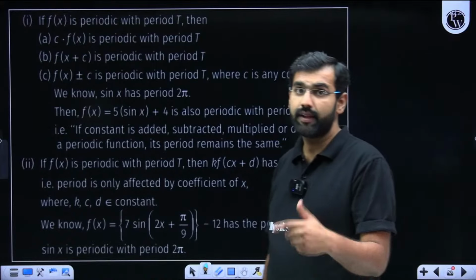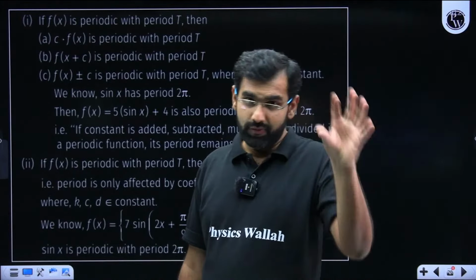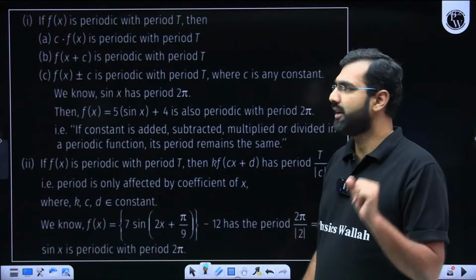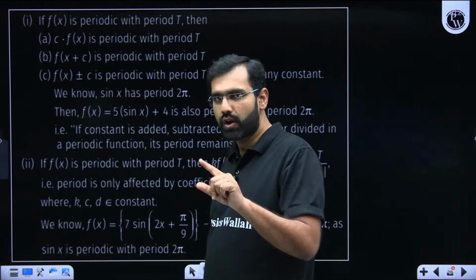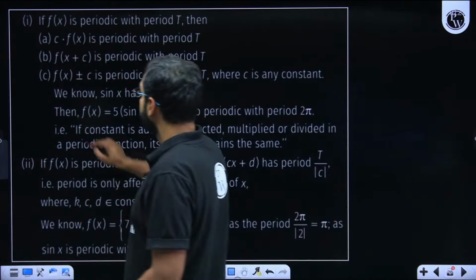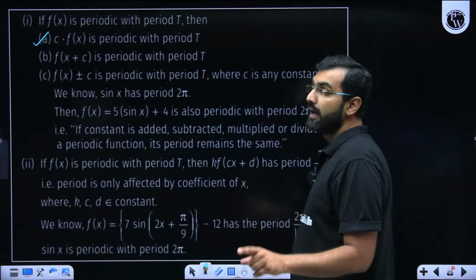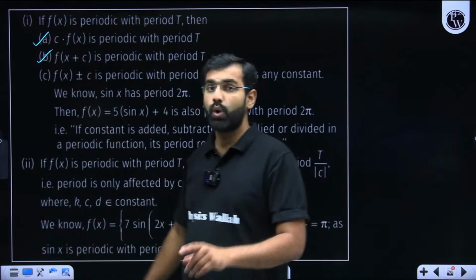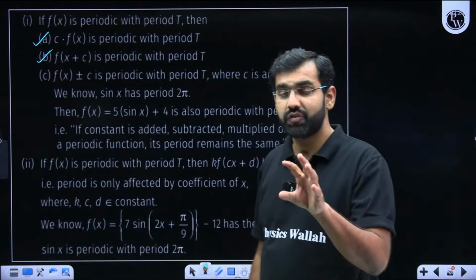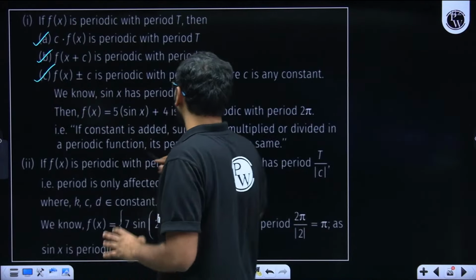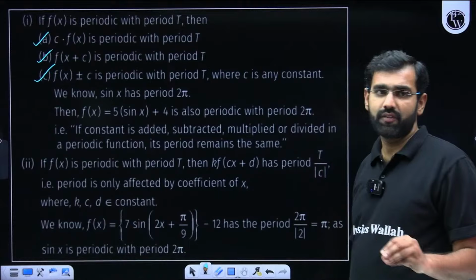Now there is something where they play with your expressions when they give you a periodic function, and they play with the data. For example, here, if f of x is a periodic function with, let's say, period T, then c times f of x will also be a periodic function with the same period. f of x plus c will also be a function with that same period T. Even f of x plus or minus c will also be a periodic function with period T.